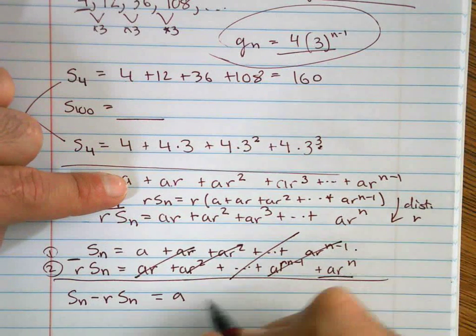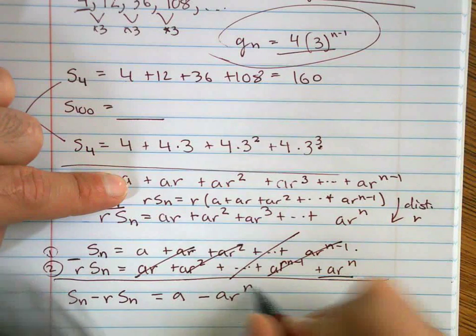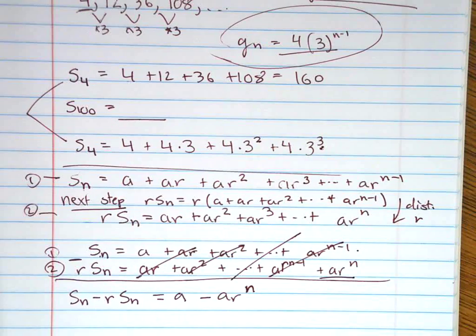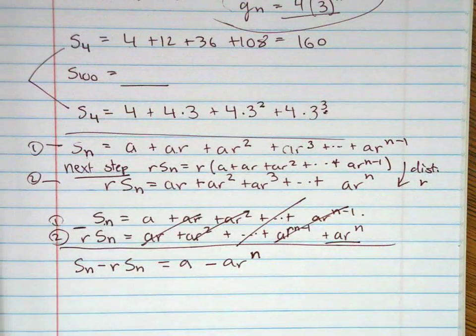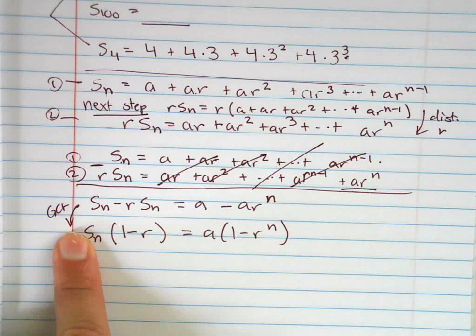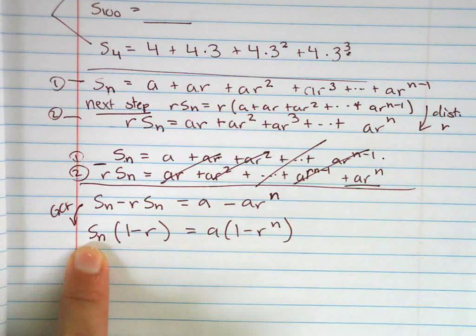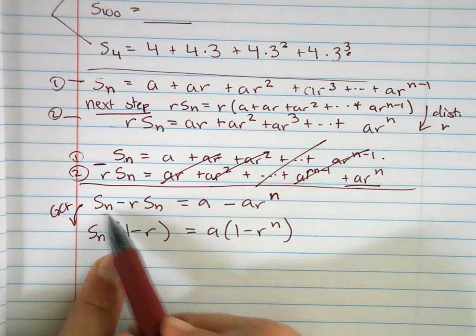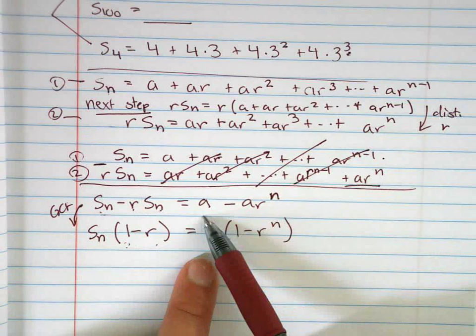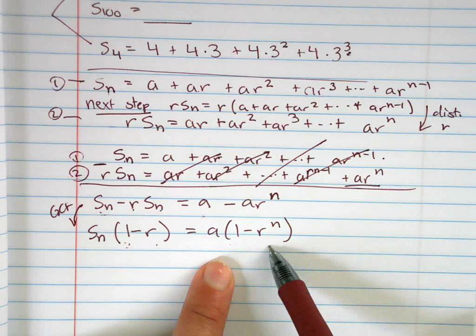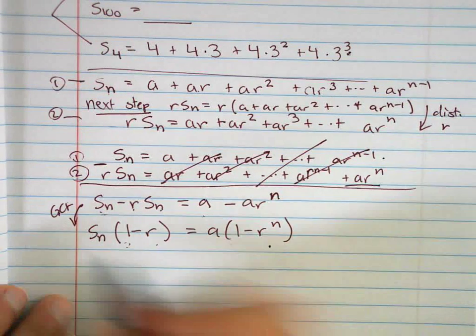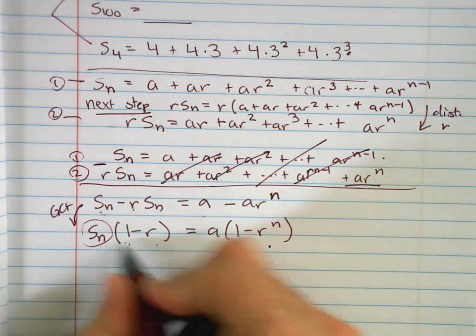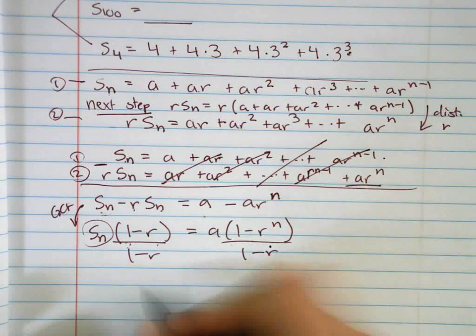And once I get here, I've almost finished this really clean, nifty formula. I just need to do GCF on both sides. From here to here, I did GCF. These both have S sub n in common, and what's left is 1 minus r. These both have a in common. What's left? 1 minus r to the n. The last step is I isolate for S sub n by dividing by 1 minus r. And so I get S sub n equals a times 1 minus r to the n, all over 1 minus r. Nothing else cancels out. It's just like that.